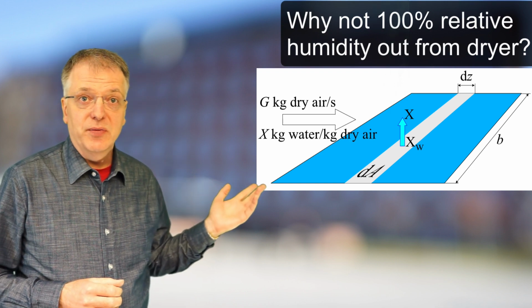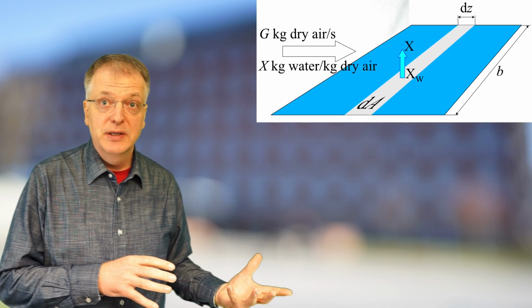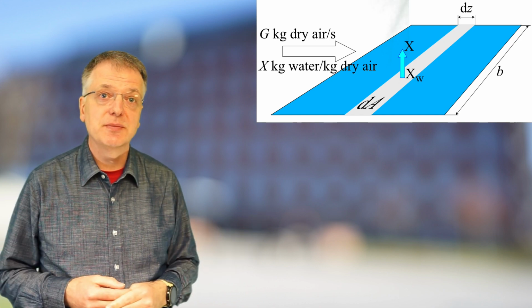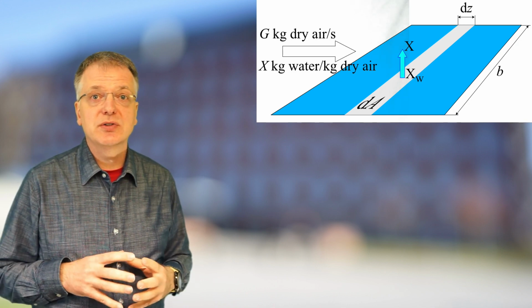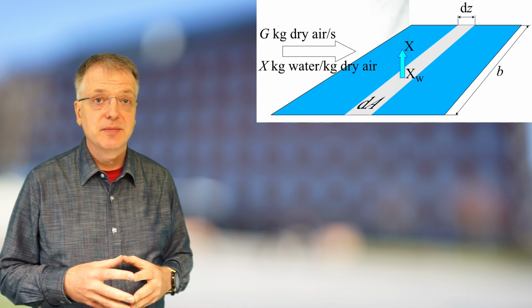The dry temperature of the air infinitely close to the water surface will equal the wet temperature, since two phases in equilibrium with each other by definition have the same temperature. The water content in the air infinitely close to the water surface is xW, the water content at saturation.